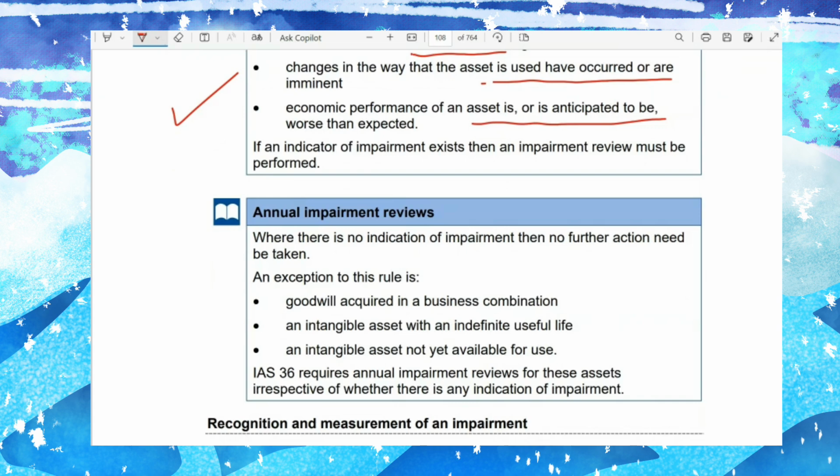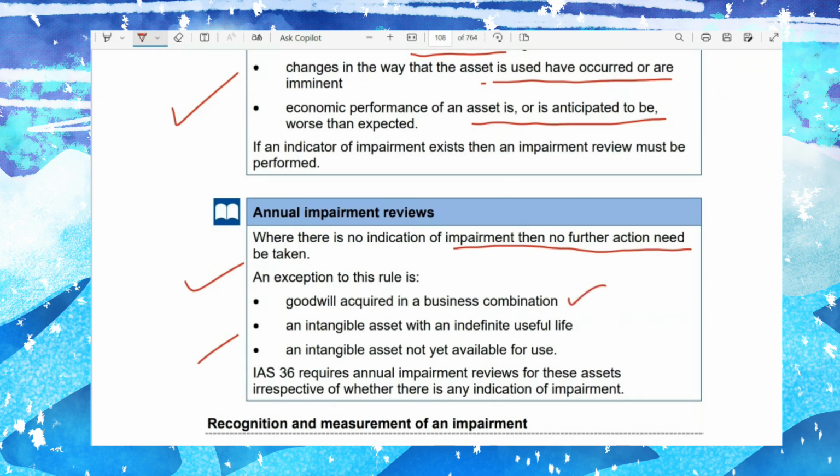Exceptions to the rules: goodwill acquired in a business combination, an intangible asset with an indefinite useful life, or an intangible asset not yet available for use. These can be excluded from this.